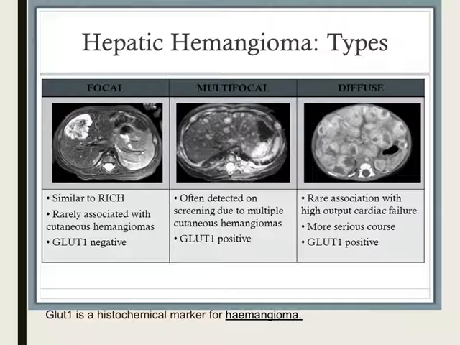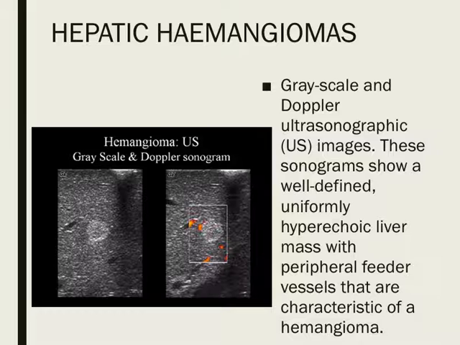Another thing that can help you is that usually the solitary ones resolve spontaneously on their own. And GLUT1, which is supposed to be a good marker for diagnosing hemangiomas, will be negative because maybe they would have undergone involution already. When GLUT1 is positive, then it means that it's still in the proliferative phase. So usually with the multiple and the diffuse type, the GLUT1 is positive.